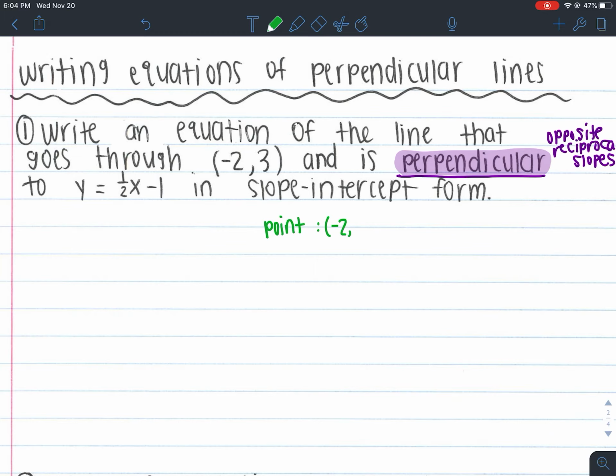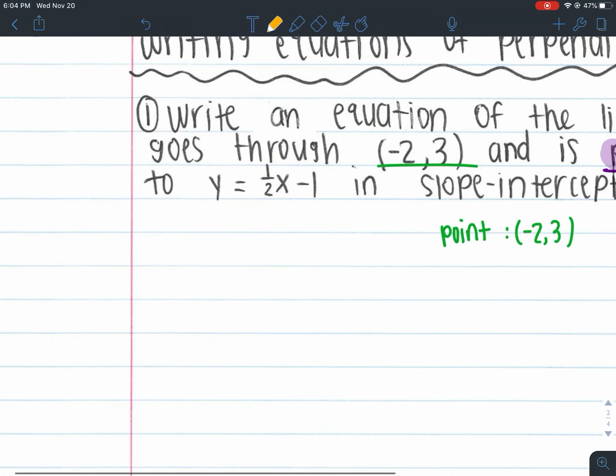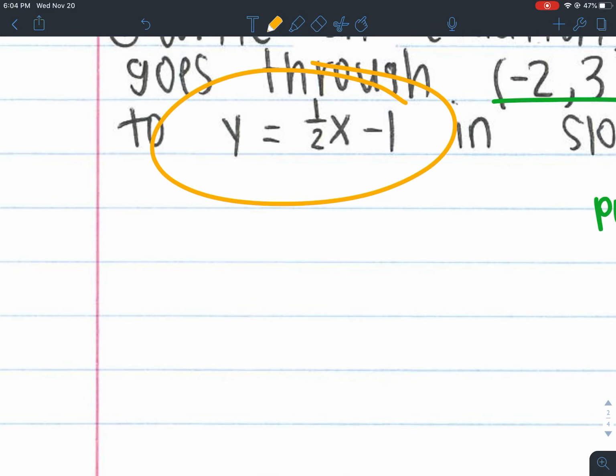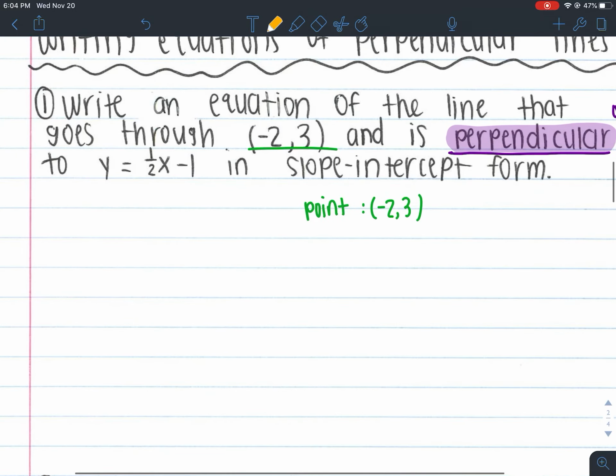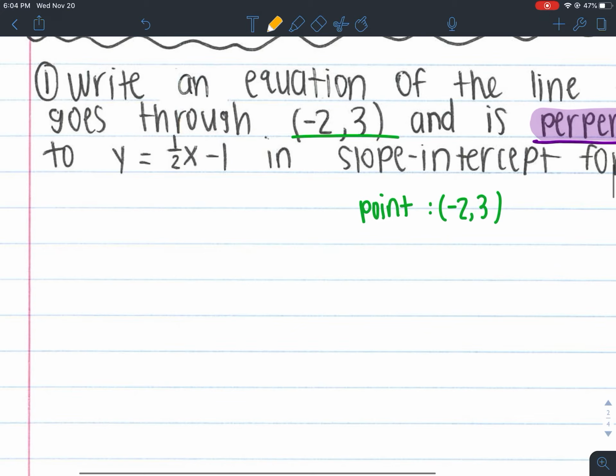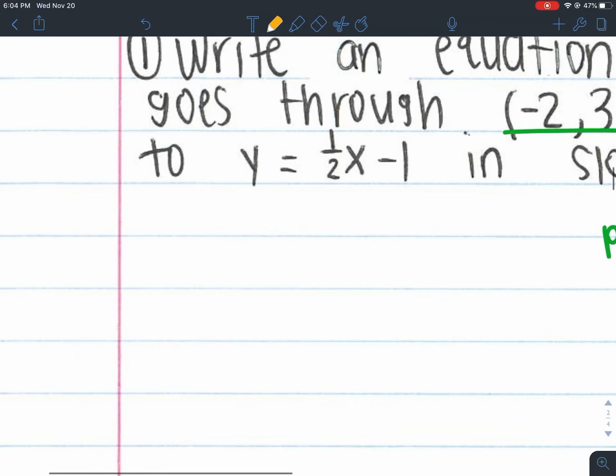Well, do they give me a specific point that the new equation has to go through? Yes, -2, 3. They gave me that point. Now, they gave me a line as well. They gave me the equation of a line. If I wanted to make a parallel line, I would use the same slope that it has. Before I start, I need to look and see, do I know the slope in this form? Yes, y is by itself. I have y equals mx plus b. So what is the slope of this line? The slope of this line is 1/2.